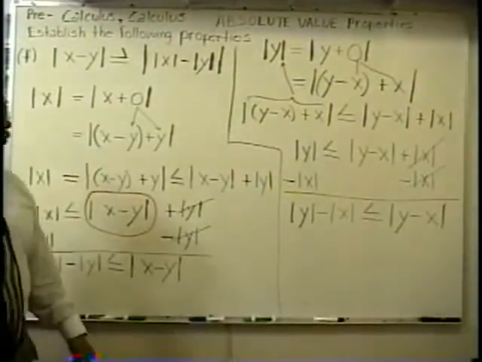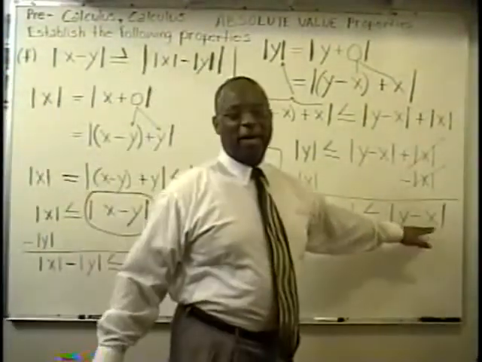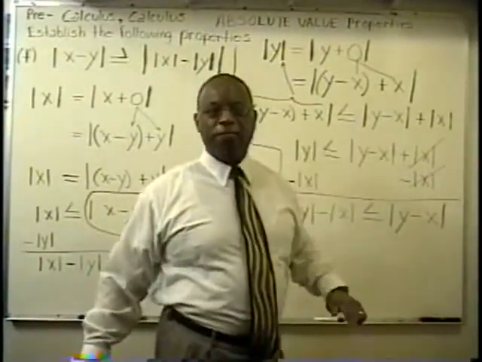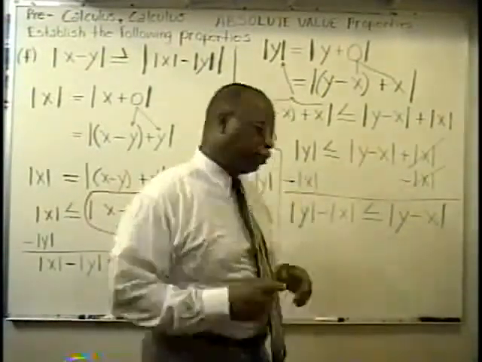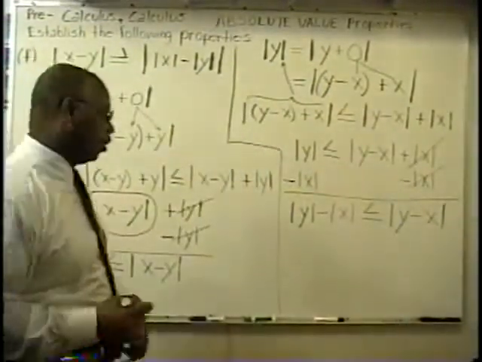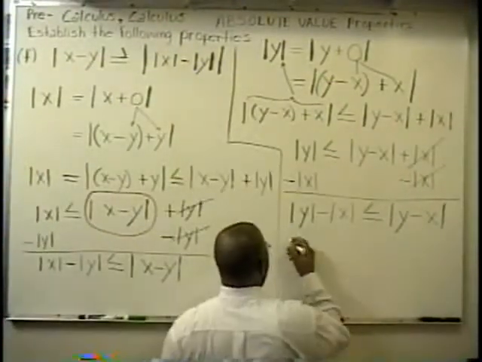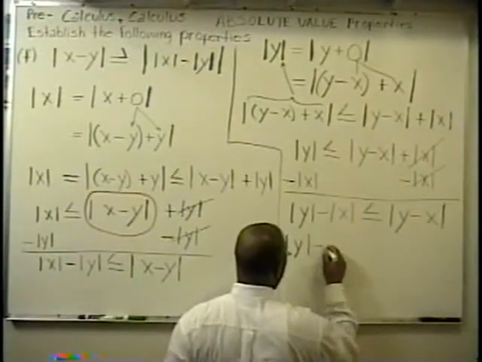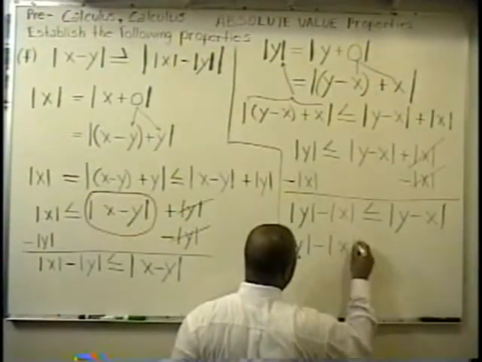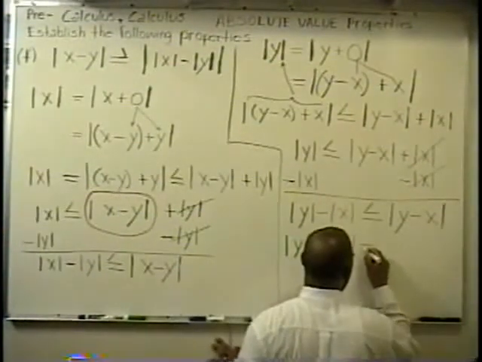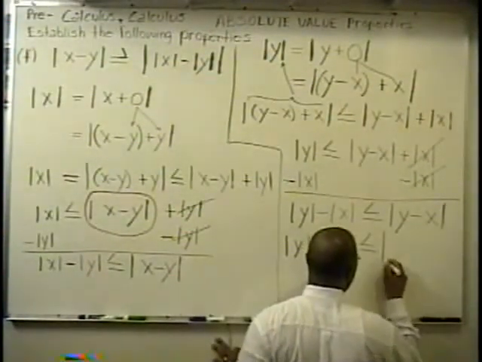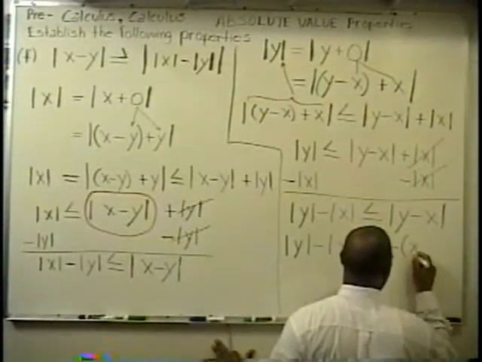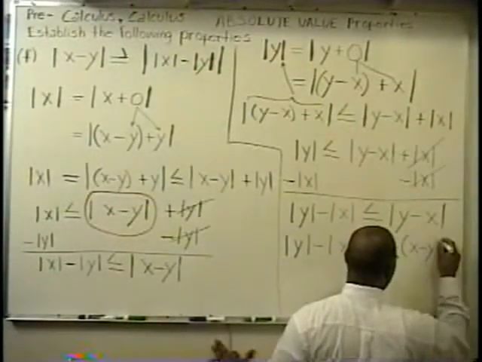Okay, ladies and gentlemen, now I'm going to work on the right side. We're going to use property A, part A that we just started in the beginning. Watch. Here is how I'm going to use part A. I bring down the absolute value of y minus the absolute value of x, which is less than or equal to the absolute value of minus, I factor out the negative, and I get x minus y.